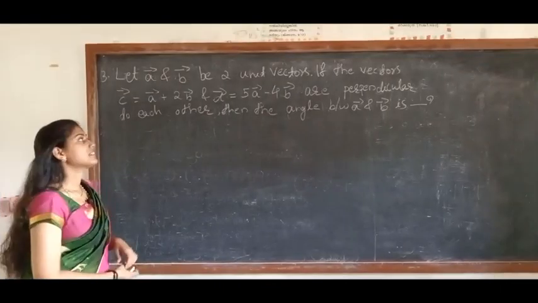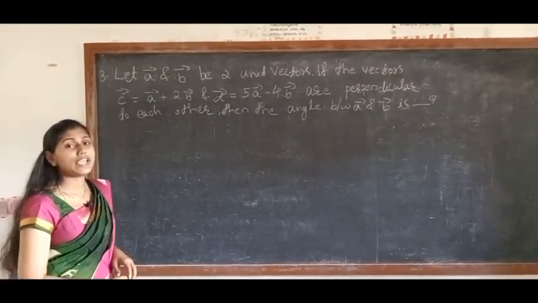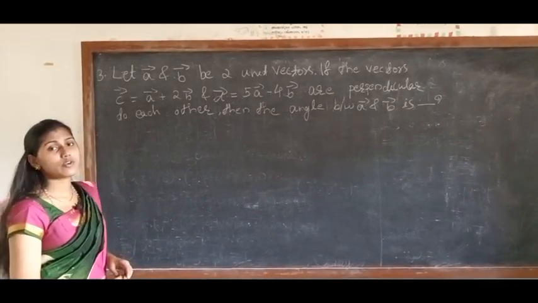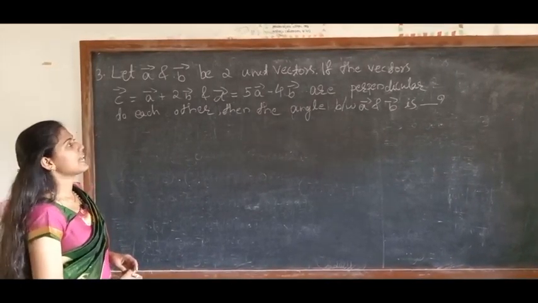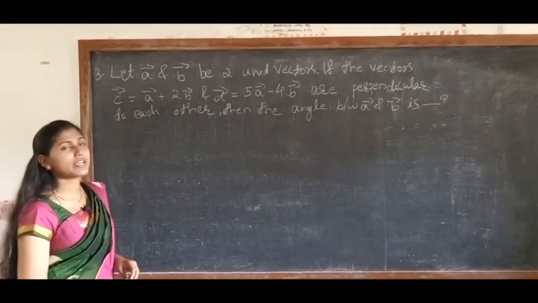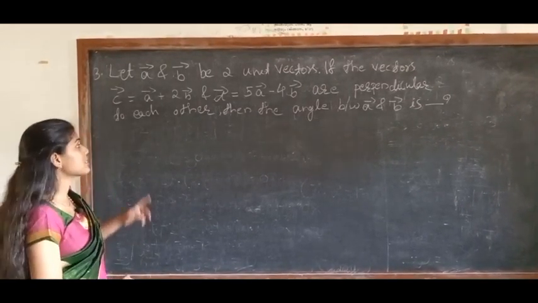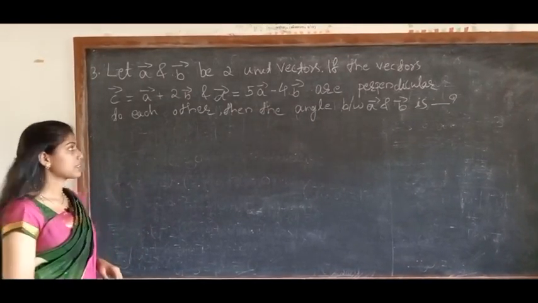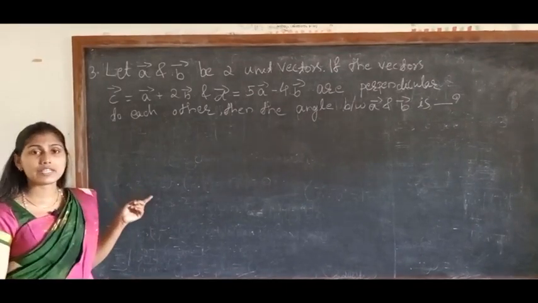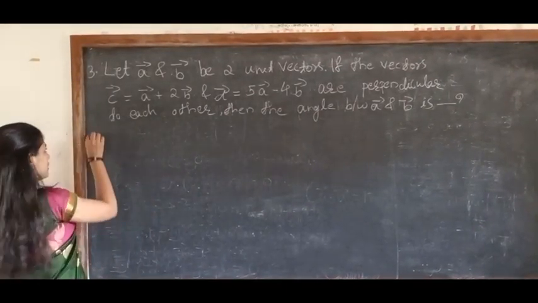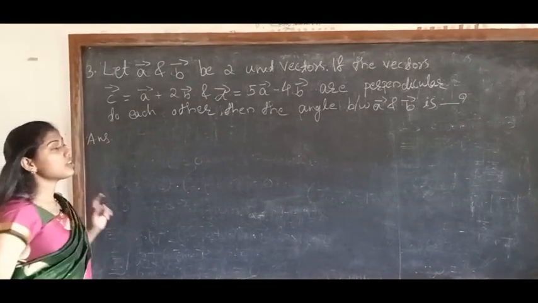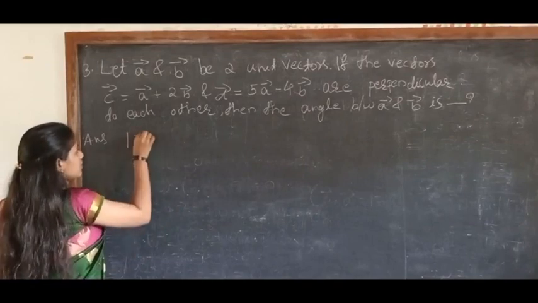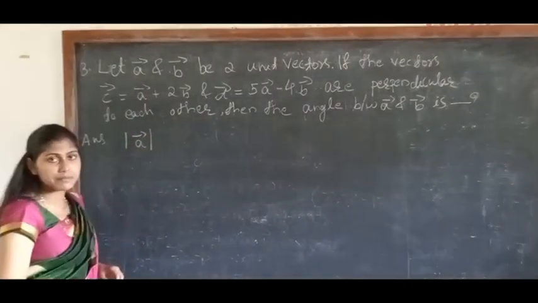Okay. The third question is: let vector A and vector B be two unit vectors. If the vectors vector C is equal to vector A plus 2 vector B and vector D is equal to 5 vector A minus 4 vector B are perpendicular to each other, then the angle between vector A and vector B is dash. Here given that vector A and vector B are unit vectors, then we know that the modulus of a unit vector is equal to 1, that is mod vector A and mod vector B is equal to 1.